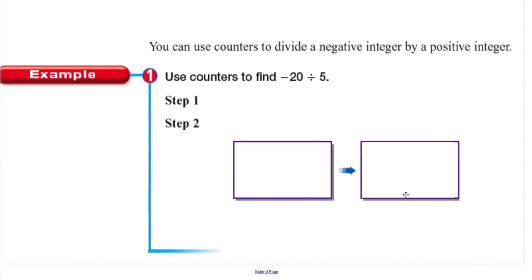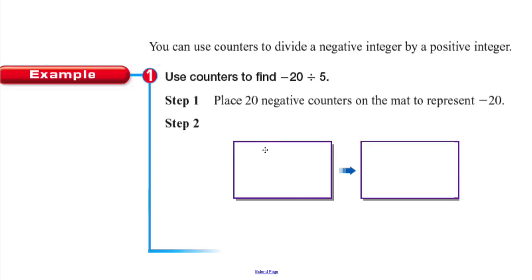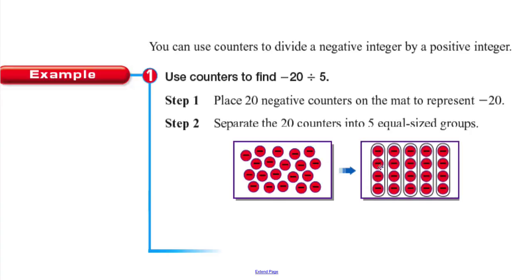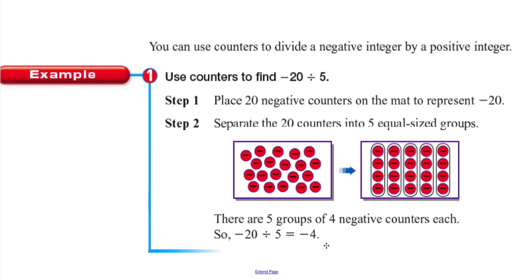Let's take a look at negative 20 divided by 5. Place 20 negative counters on the mat to represent negative 20. And step number 2, separate the 20 counters into 5 equal size groups, and you have 5 sets of 4. So there are 5 groups of 4 negative counters each. So negative 20 divided by 5 is equal to negative 4.